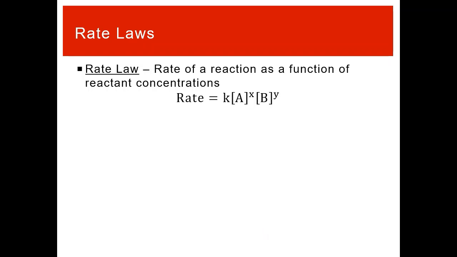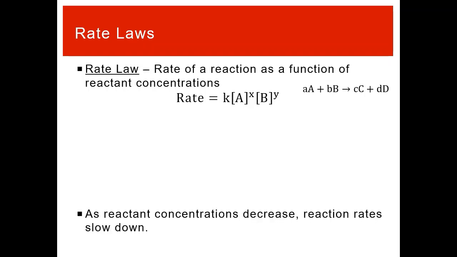So what a rate law looks like is this. Rate is equal to k times the concentration of A, in brackets, to the x power, times the concentration of B to the y power. It's important to note this is again for a generic reaction. So capital A is the formula of one of your reactants, B is your other reactant. However many reactants you had, they would just show up here. So if you had 3 reactants, all 3 of them would show up in the expression.